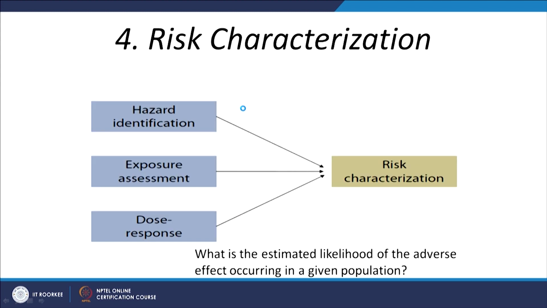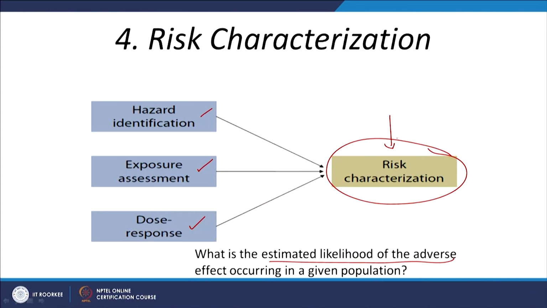So let us move on, and once I have these relevant aspects, obviously as in hazard identification, I am done with exposure assessment and then dose response, I can come up with risk characterization, right, as in what is the likelihood or probability of this target population facing an adverse effect. So that is something we can get from the risk characterization, right.